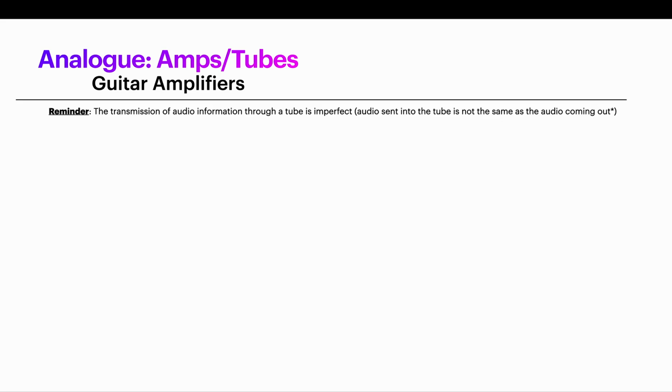As a reminder, any sort of analog equipment will take a pure sine wave and make it imperfect. Again, what happens is that the audio is sent through these tubes, and what comes out of these tubes will be distorted, which will have harmonics as well.